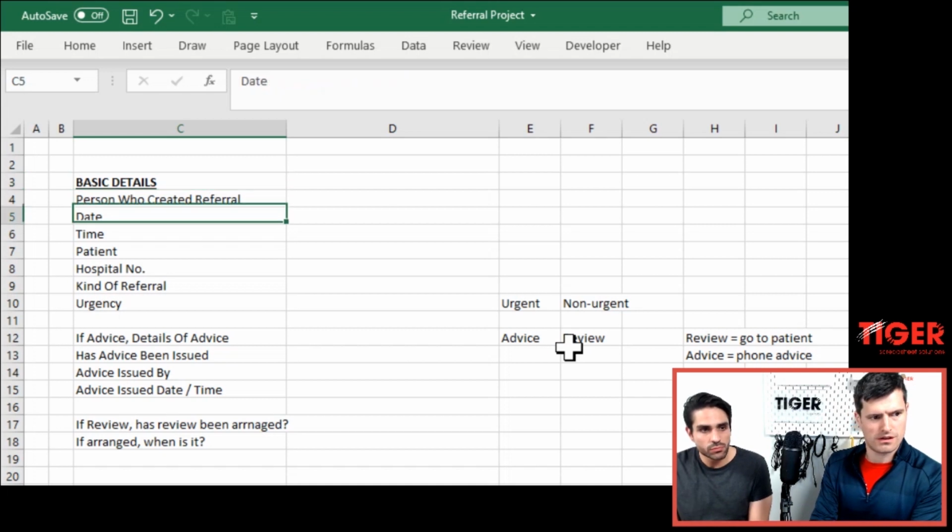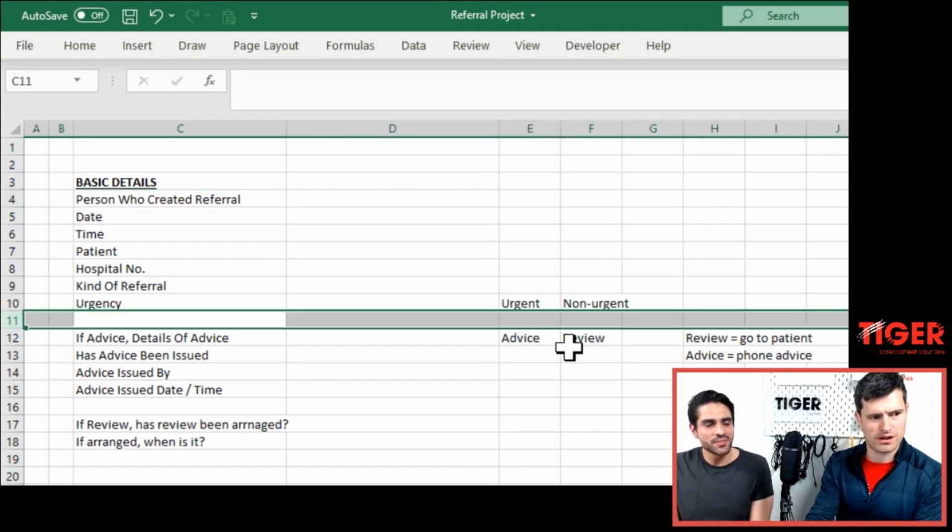Control B, Control U for the people who like these keyboard shortcuts.